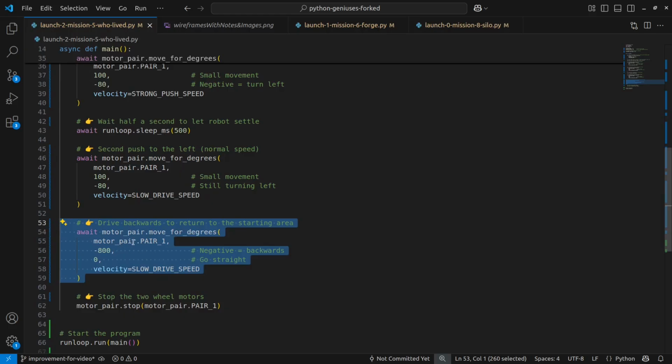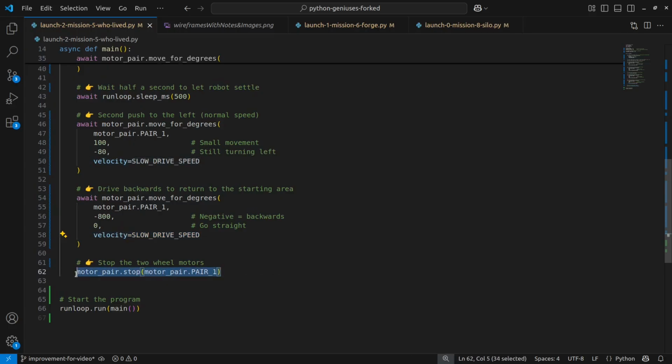And after that we are returning the robot, which would be like giving it which pair to move. We are telling him to move negative 800 in a straight line, and this should be the speed of the robot. And at the end we are stopping the two wheels using this command.